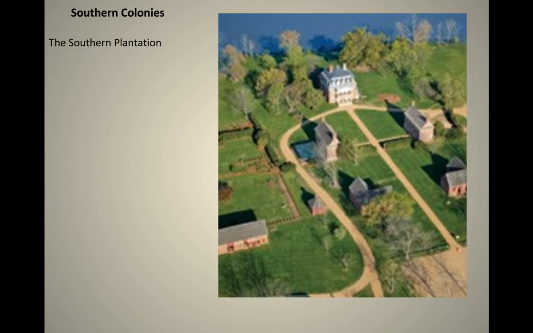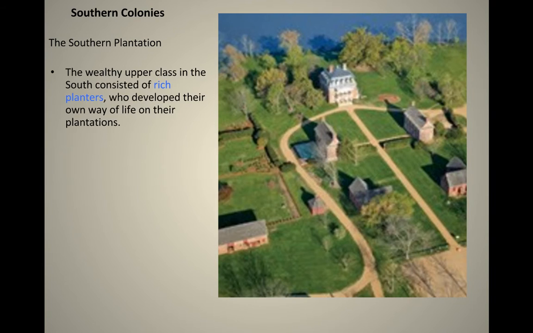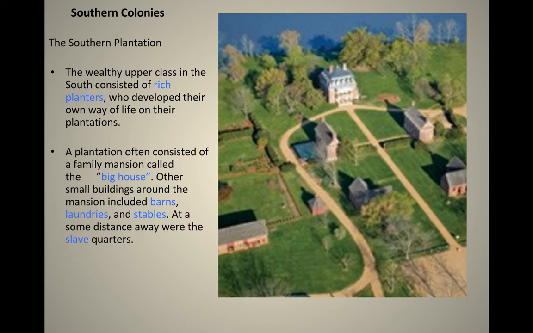So, life on the southern colonies, on the plantations: the wealthy upper class consisted of rich planters who developed their own way of life on their plantations. It was kind of their own little world because they were so rich. A plantation often consisted of a family mansion called the big house. I'm thinking this would be a big house right here, like a big mansion. Other smaller buildings around would be like barns and laundries and stables.